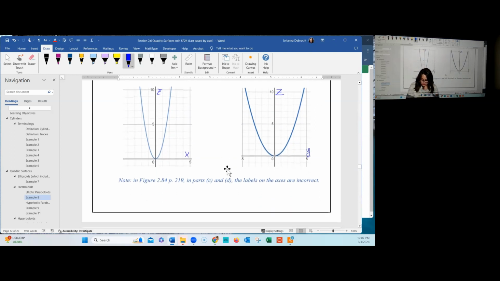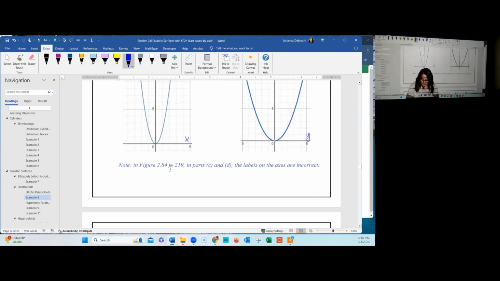Now, I do want to warn you, in the textbook on figure 2.84 in one of the examples, in part C and D, they forgot to change the labels on the axes from X and Y to X and Z and Y and Z. So they're incorrect. So be careful and watch out for that.